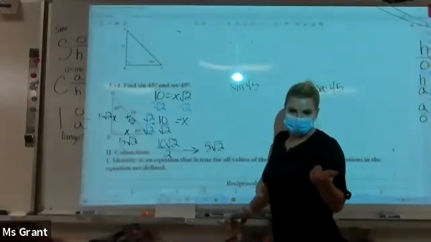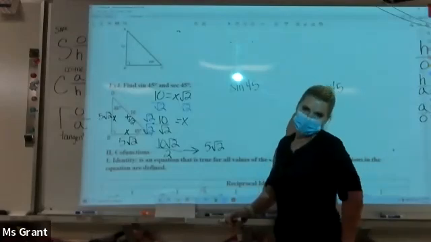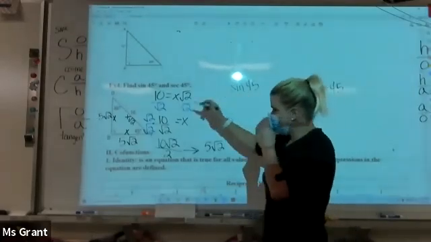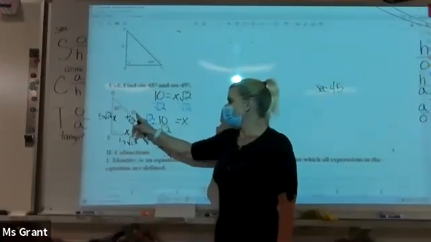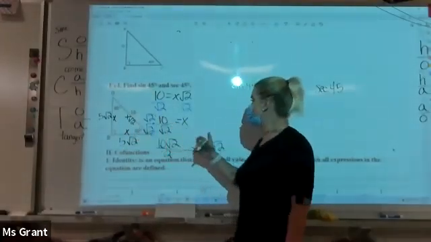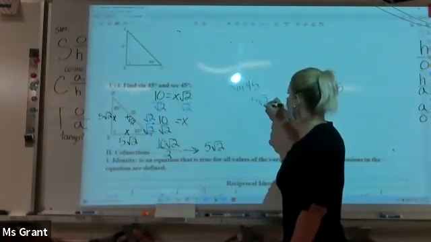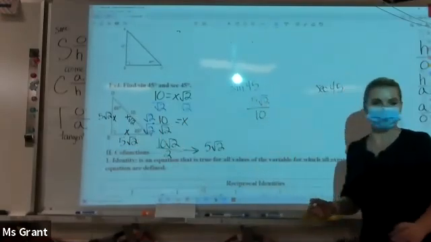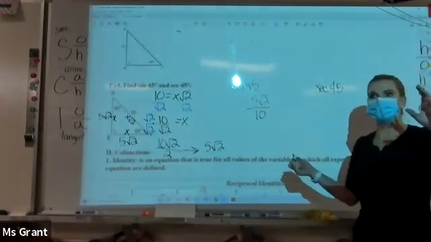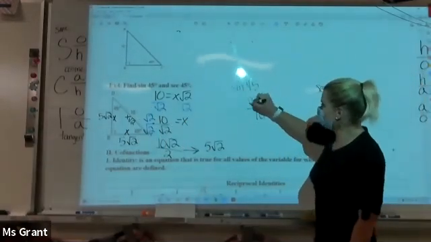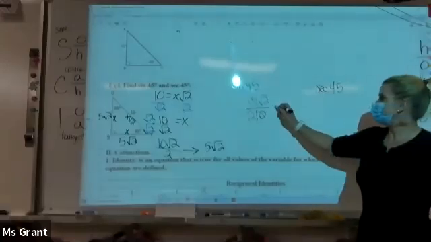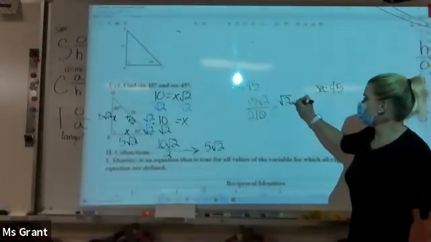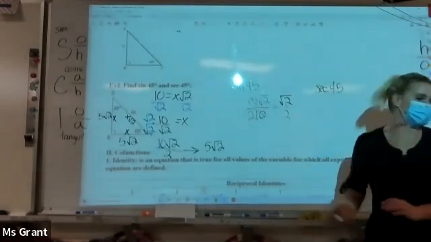In our 45-45-90 triangles, it doesn't matter which 45 degree angle you choose. If I pick the top one, sine is opposite over hypotenuse, 5 rad 2 over 10. Always simplify things that are outside the square root, like the 5 and the 10, which simplify to 1/2, leaving me with the numerator as radical 2 and the denominator as just 2.